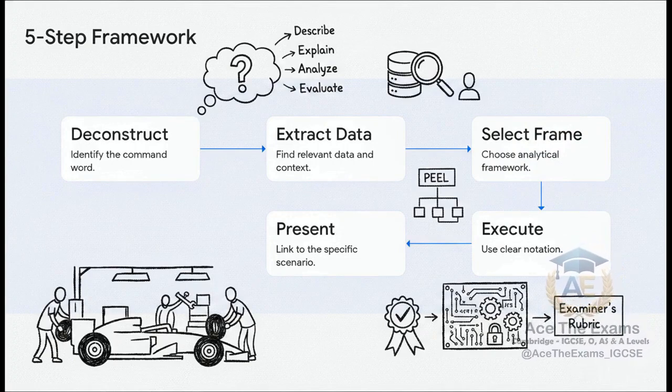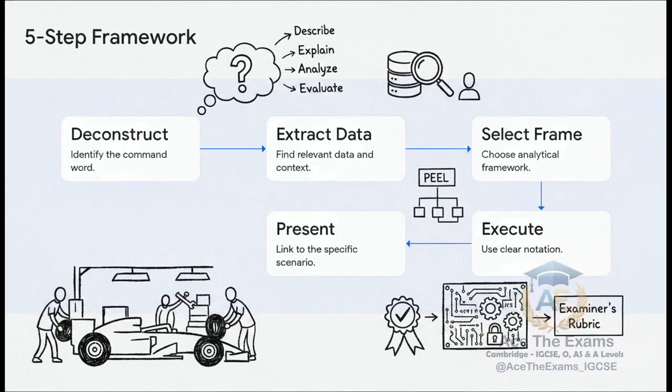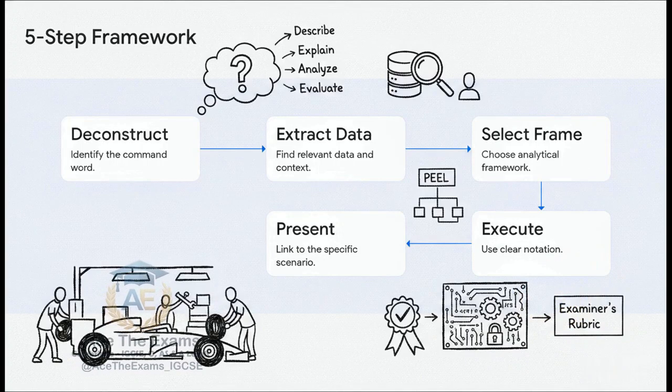Who's the user? What is the system context here? Step 3. Select your analytical framework, like that PEEL method we literally just talked about. Step 4, execute with clear notation and correct technical terminology. Don't just say, scramble the password. Actually say, apply a cryptographic hash function. See the difference? And step 5, present it correctly, linking it right back to the specific scenario.